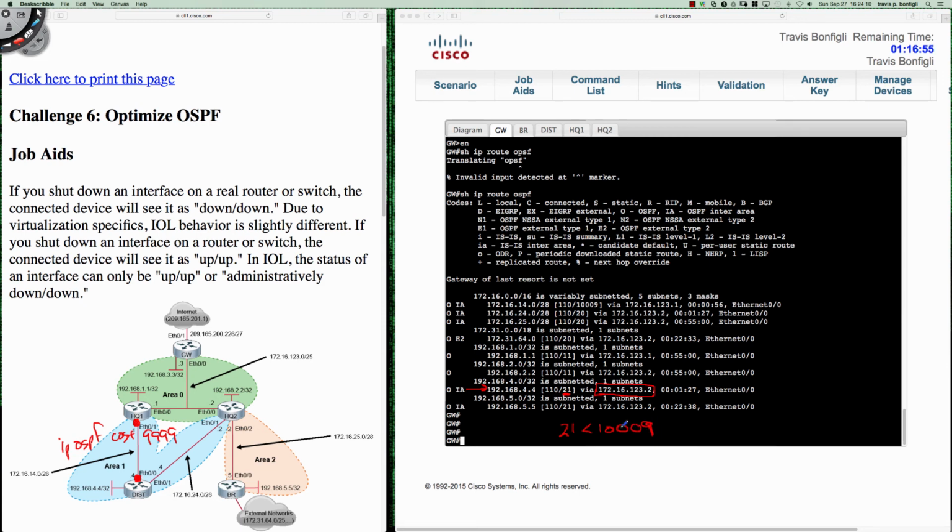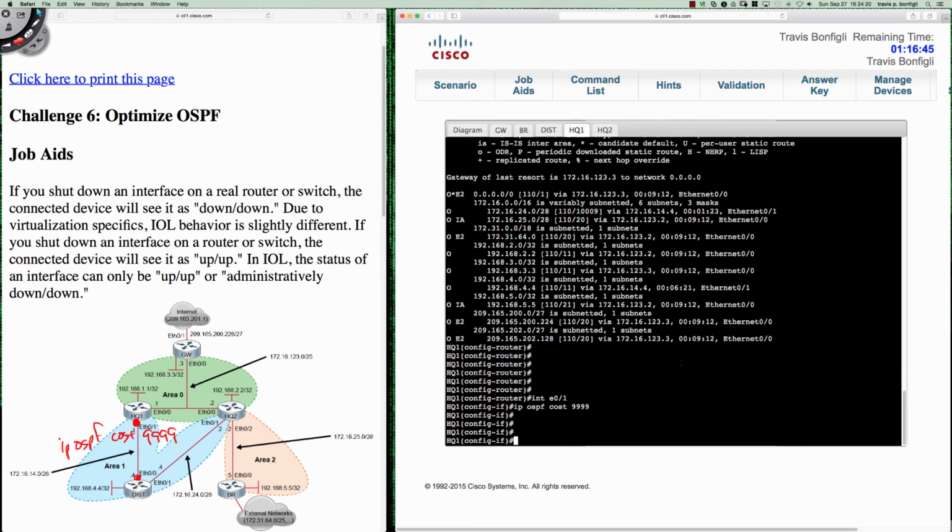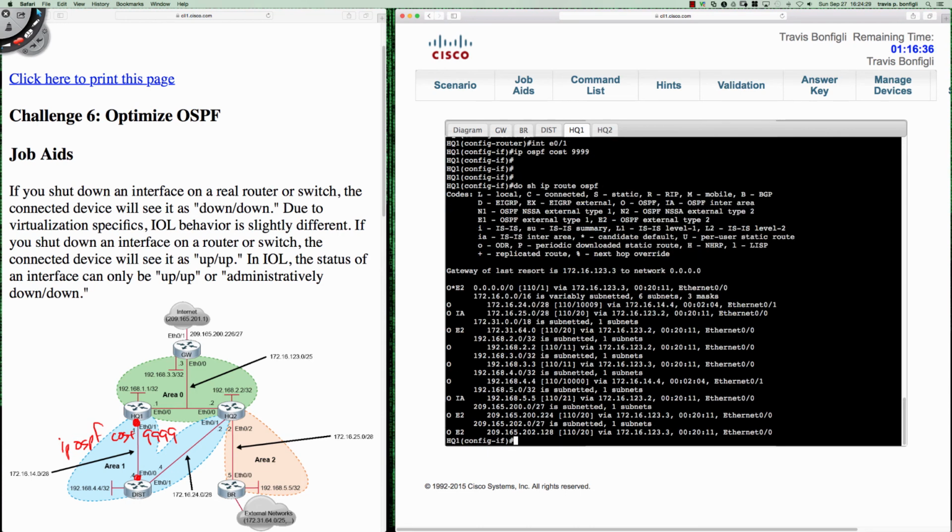All right, so let's go ahead and clear that there. So we'll leave the cost statement there. Now let me come down to HQ1, and let's see if we don't run into the same issue that we had over on HQ2. So do show IP route OSPF. And what is the cost for the 192.168.4.4?